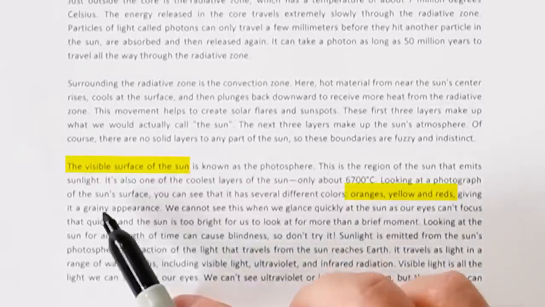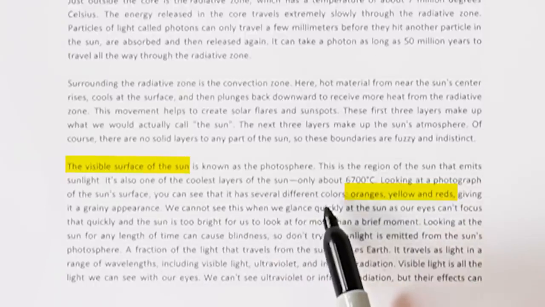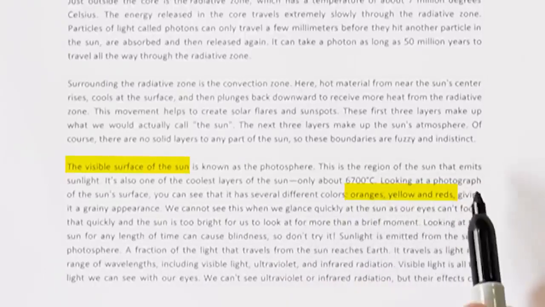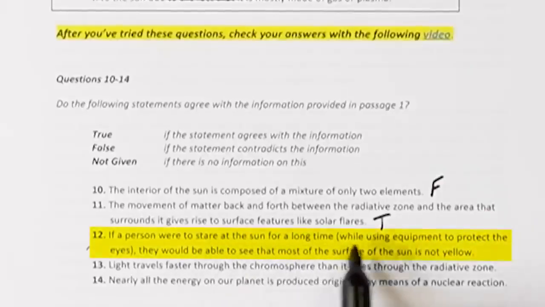Looking at the photograph of the sun, you can see that it has several different colors, oranges, yellows, and reds. If a person were to stare at the sun, they would be able to see that most of the surface of the sun is not yellow. So what does this mean? Most of the surface of the sun is not yellow. That means that more than 50% is not yellow.